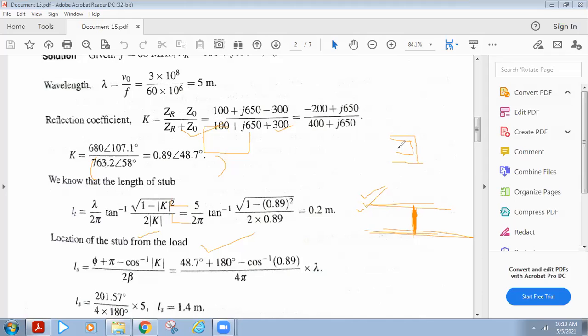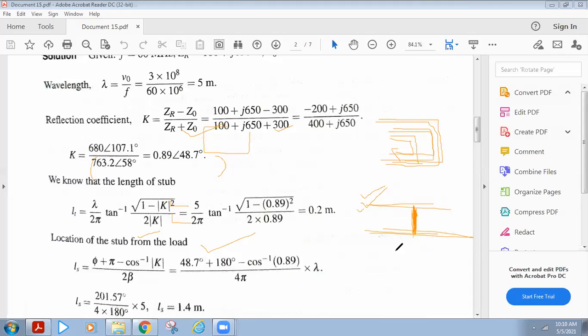This is the length of the transmission line I have to take, but how much length do I have to take? This is the expression. This much length of the transmission line must be considered here to terminate the transmission line in order to get appropriate impedance matching. So far we calculated how much length of the stub is required.